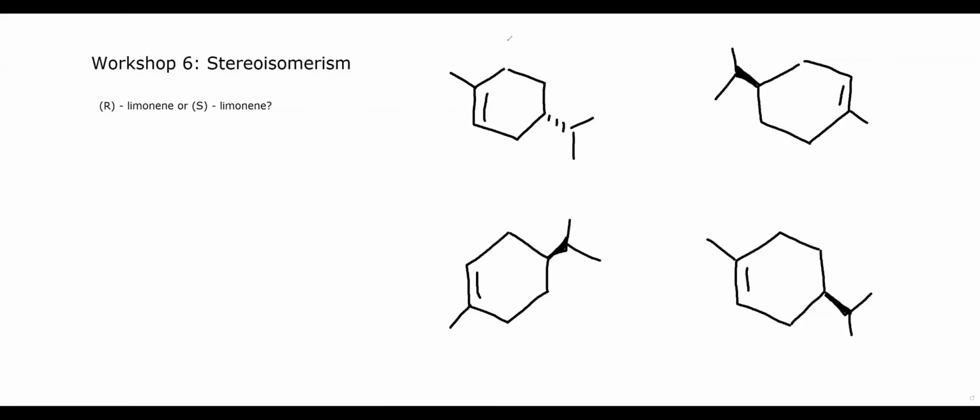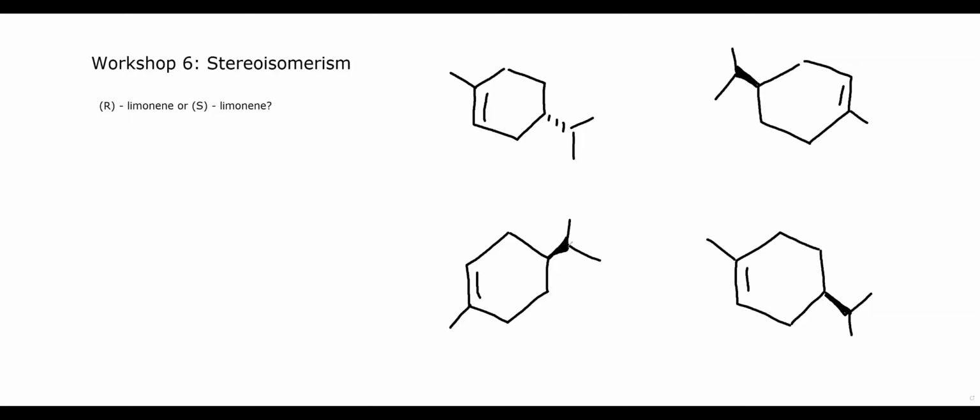Okay, for the next problem here, this one is a classic. I always love doing this problem, and sometimes I'll even put more examples on the board. But what we're doing in this problem is we're simply determining if we have R-limonene or S-limonene. Now, limonene is the molecule that's shown, and we can either have the R configuration or we can have the S configuration.